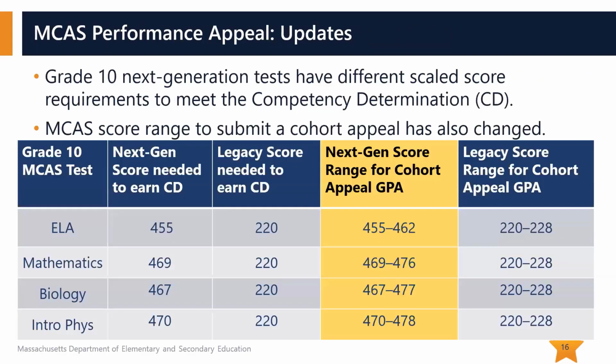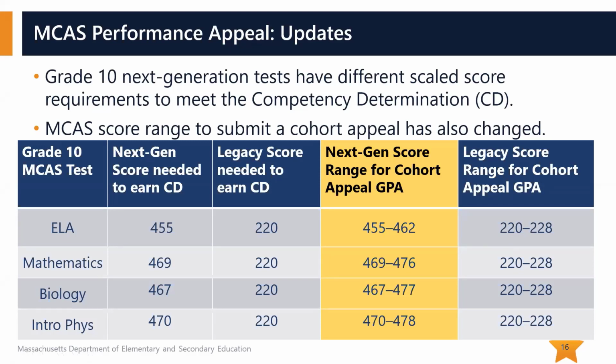One piece of information I want to provide is an update on the required passing score. We know there's an interim range and an appeal range. Sometimes there's been a question about students receiving a score of not partially meeting expectations but a score below that: can they still receive their CD? Well, if a student scores 455 or above on the ELA Next Generation test, that's equivalent to 220, they would achieve a passing score. The scores are listed here. There is what we call an MCAS appeals range for a cohort appeal, and the comparable ranges are listed here between the Next Generation MCAS test and the legacy tests.